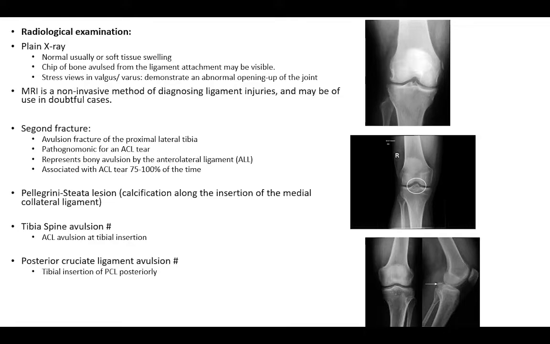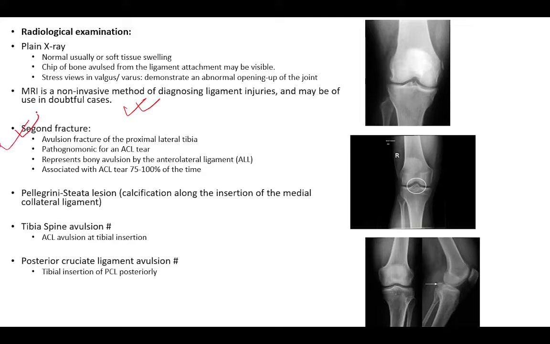An avulsion fracture may be seen where the ligament is attached to the bone. And stress views in valgus and varus can demonstrate an opening up of the joint in case of collateral injuries. MRI is one of the best methods to diagnose ligament injuries and can be used in doubtful cases where clinically the picture is not clear.